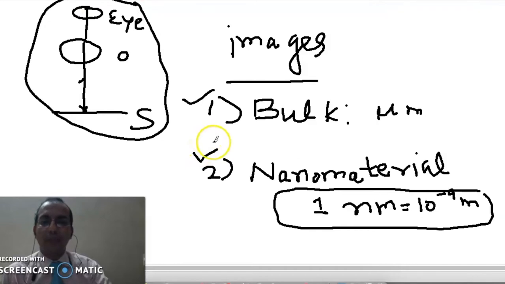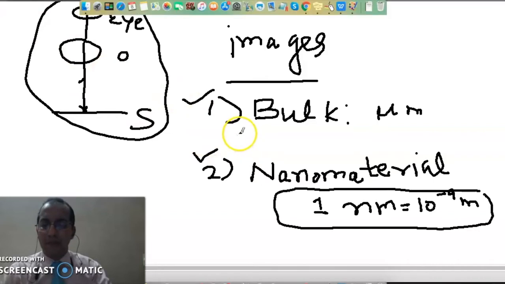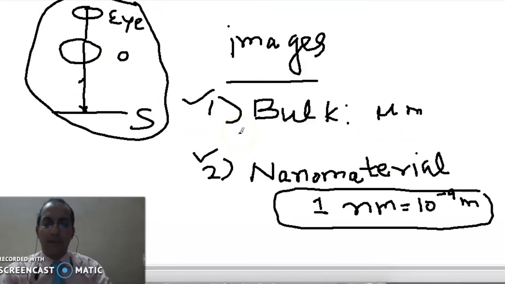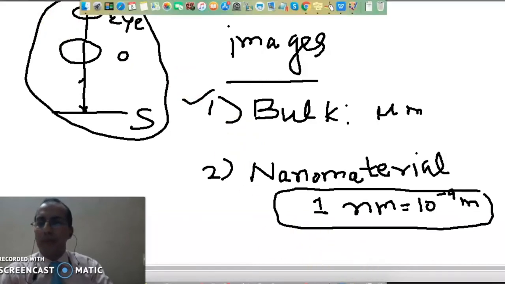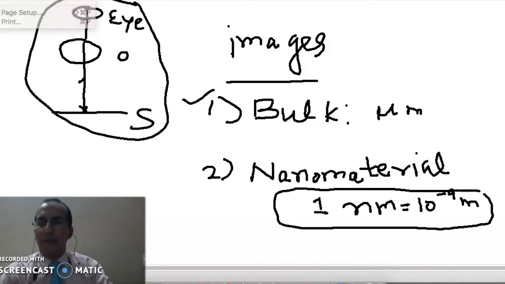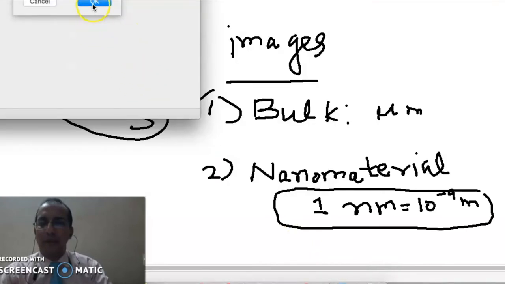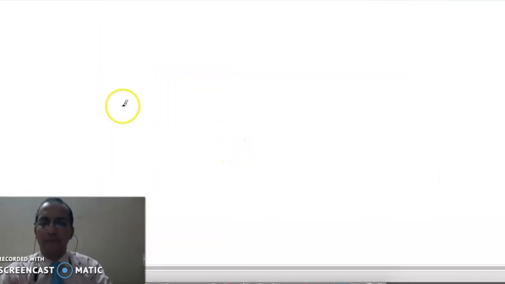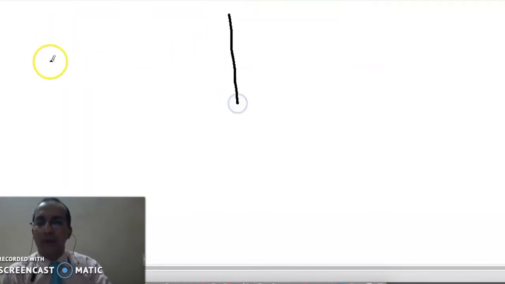Now let me clean up what we have done so far. In the paint and brush, let me pull up a new screen, and this will be helpful for us. So now let's come to the second point: what is the difference between the optical microscope and the electron microscope? Let's draw a difference.